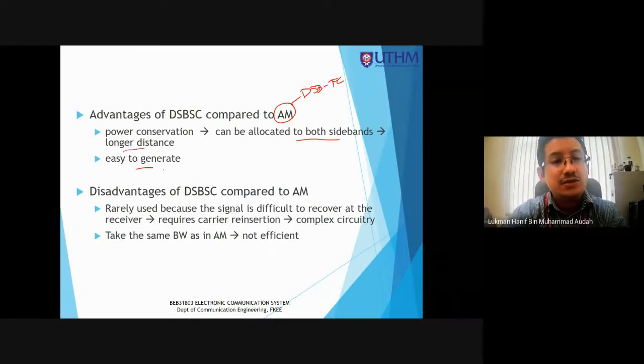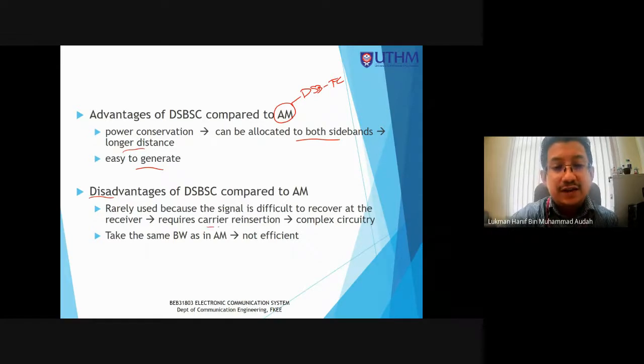Okay, easy to generate. The disadvantage: rarely used because the signal is difficult to recover at the receiver. It requires carrier insertion at the receiver. So that means the receiver circuit is more complex. Okay. And then in terms of bandwidth, it's still the same as the double sideband full carrier, which is equal to 2 FM.